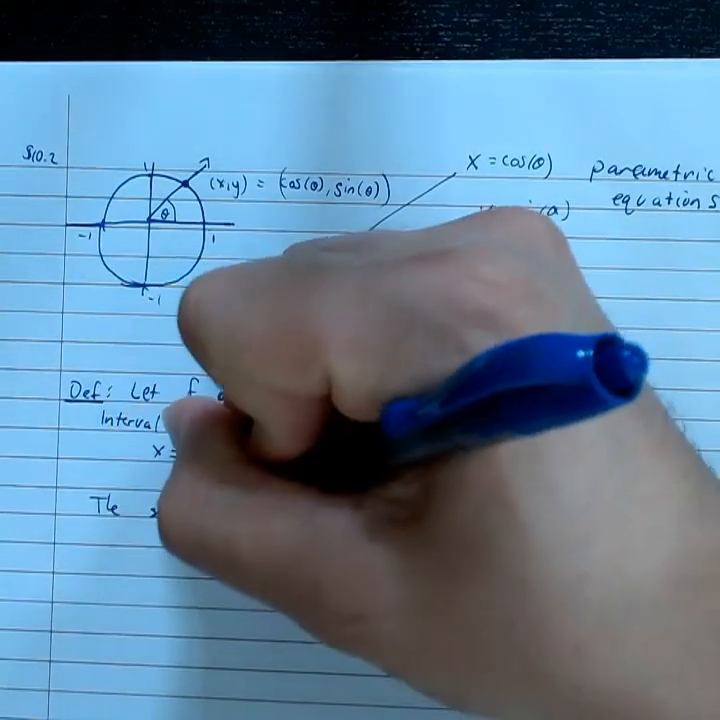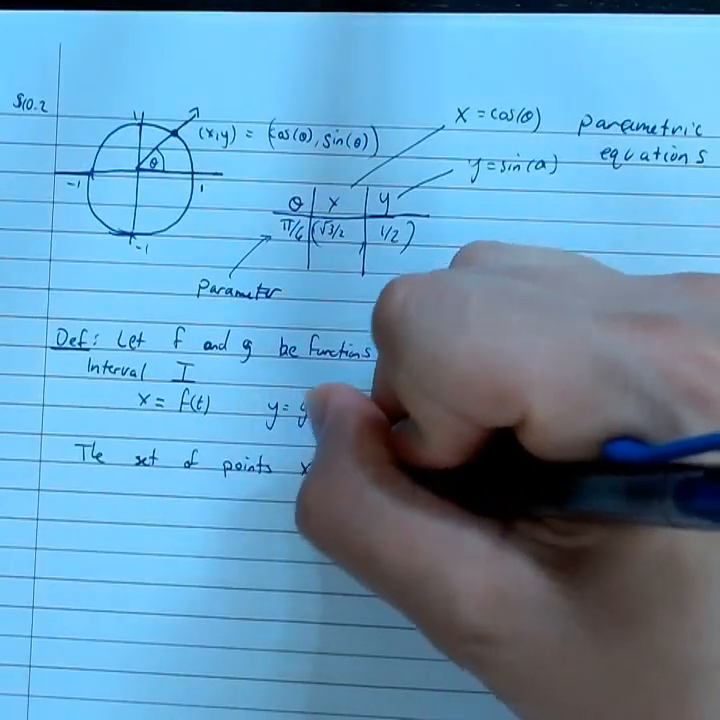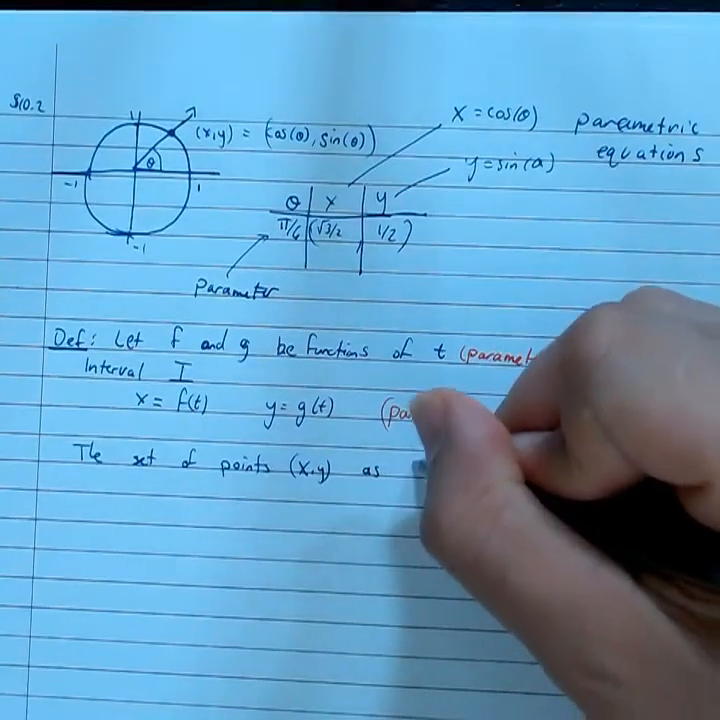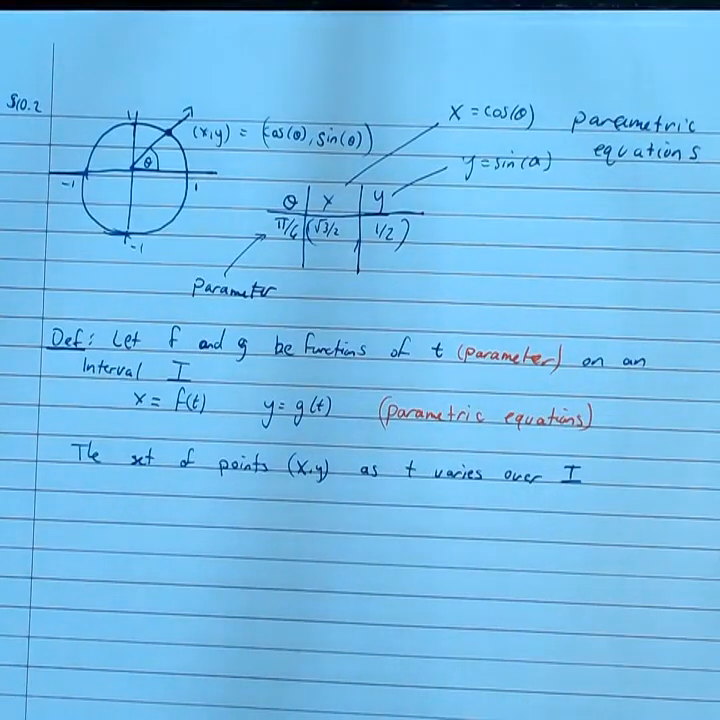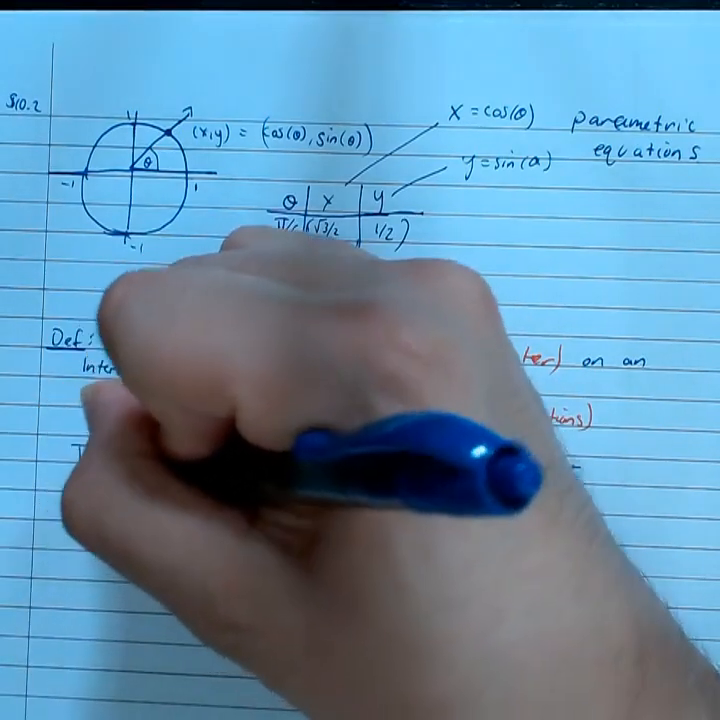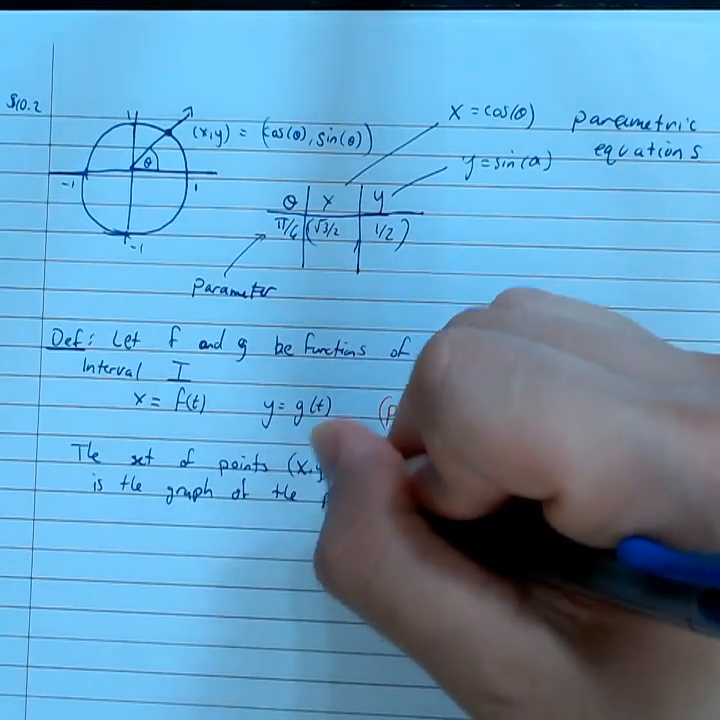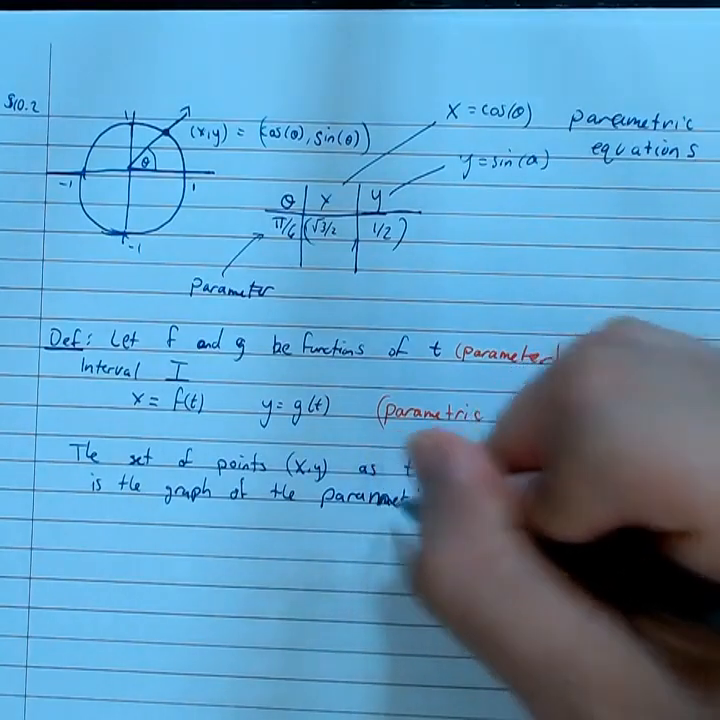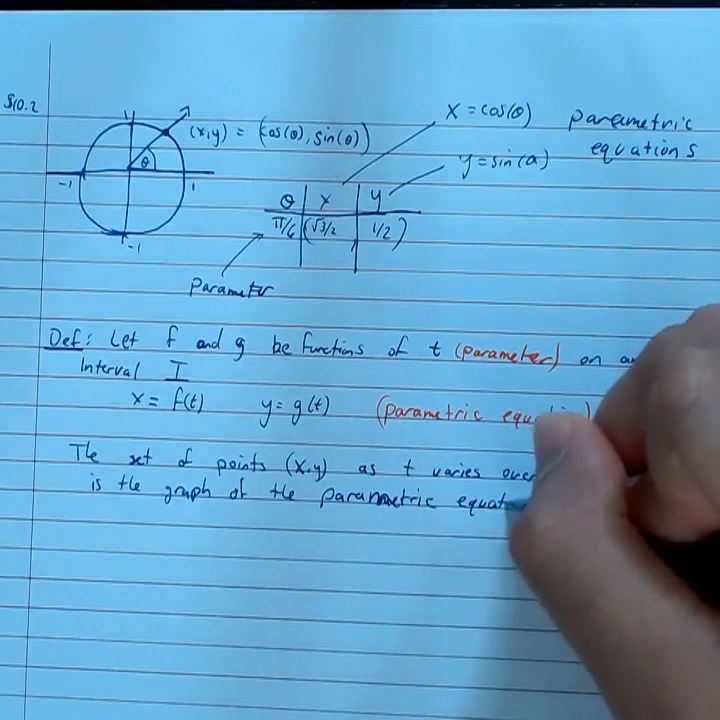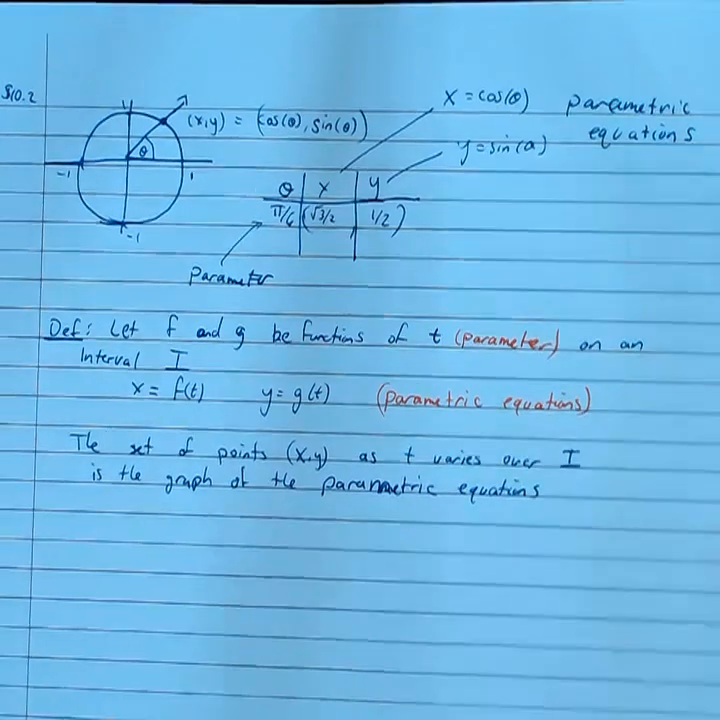The set of points x comma y as t varies over I are going to form the graph of the parametric equations. And that graph is going to represent a plane curve.